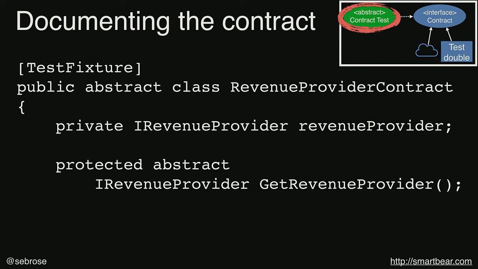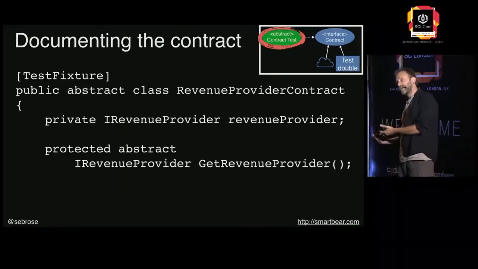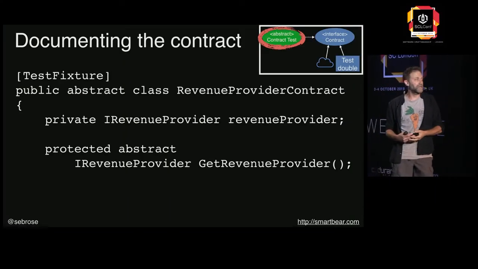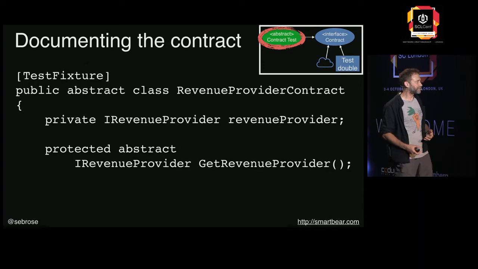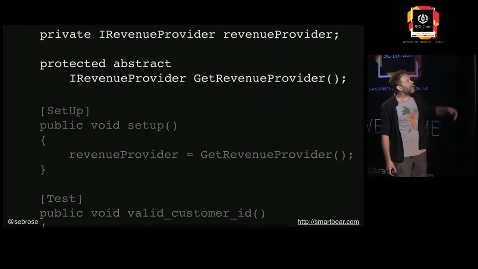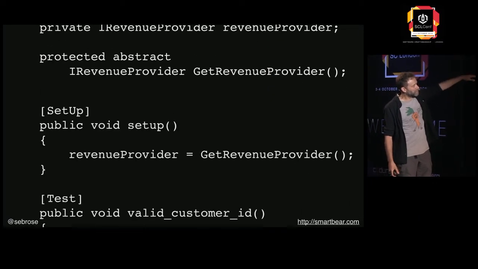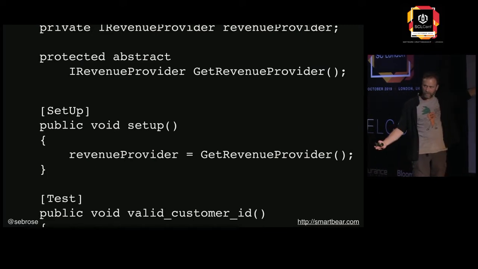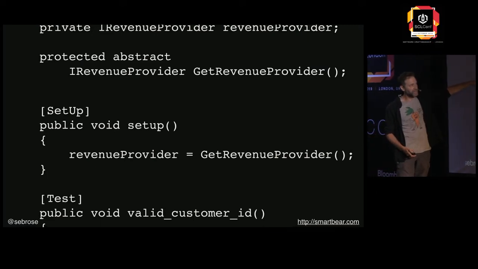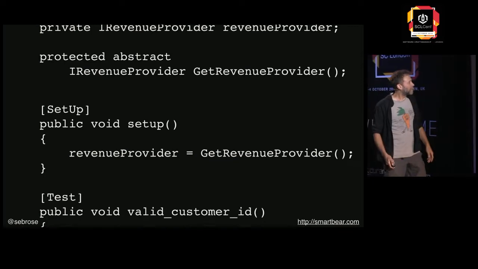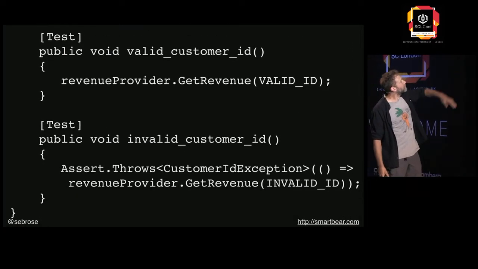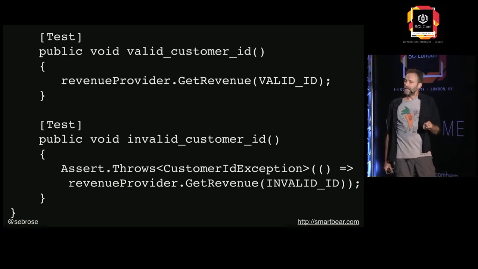This contains the actual contract itself, and it has a private interface reference, which could either take a value of the test double, or it could take a value of the production dependency that you're stubbing out at the moment. And we add here a setup which goes down to the derived class, which we haven't looked at yet, to get the implementation of that interface. And then we start having the tests which define the actual contract itself.